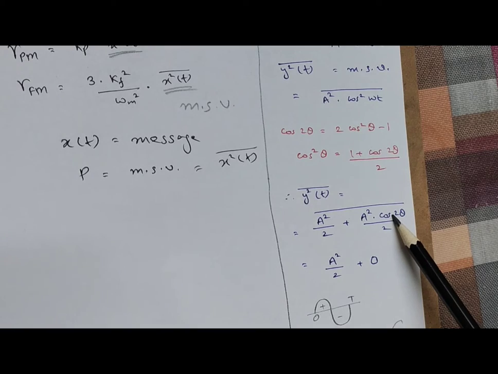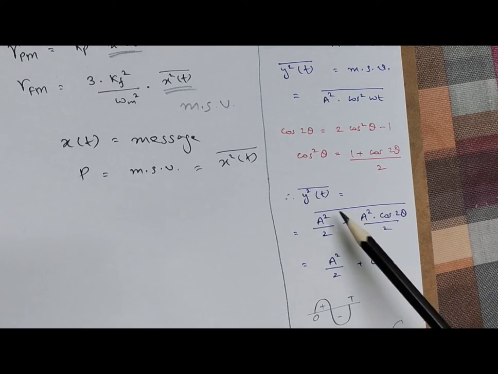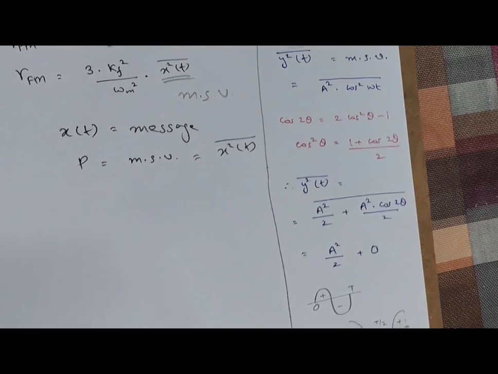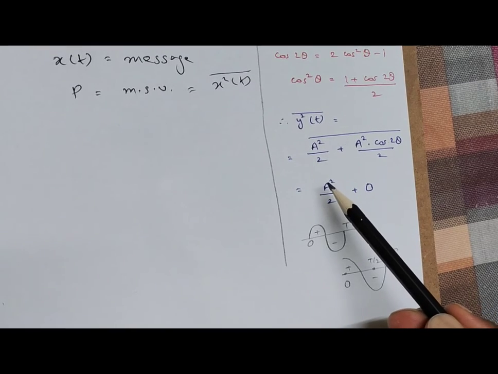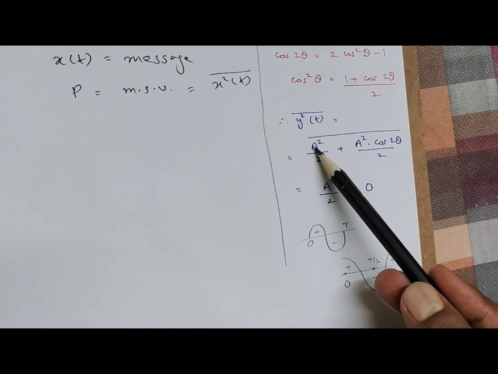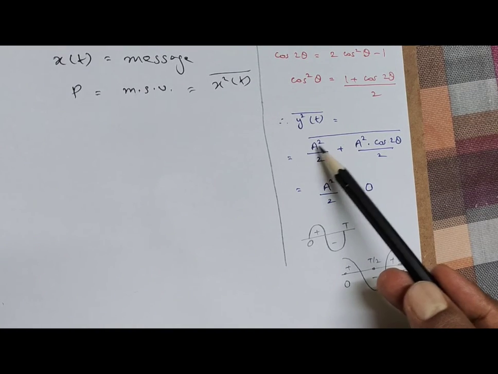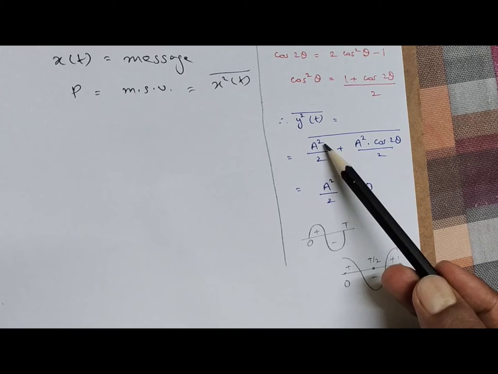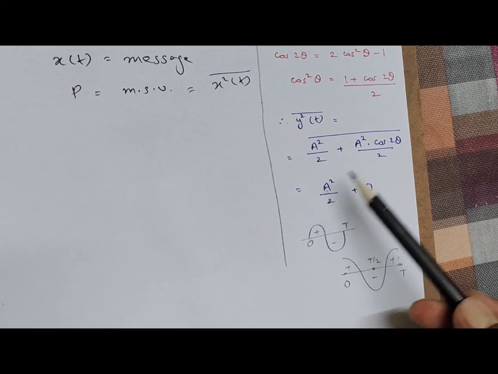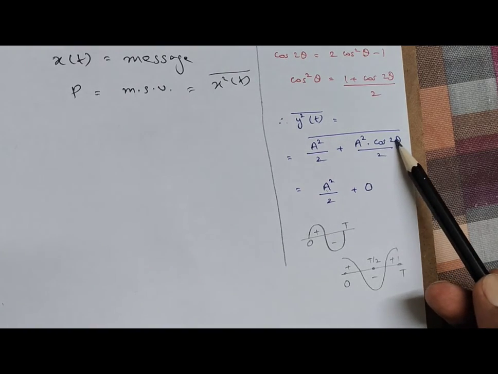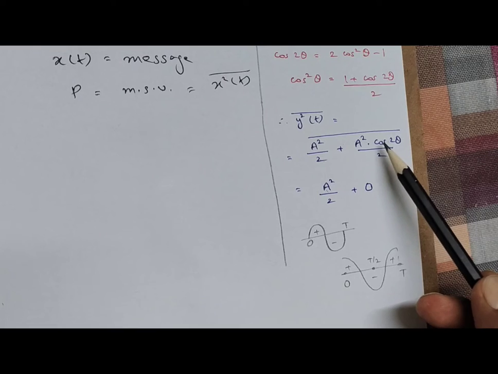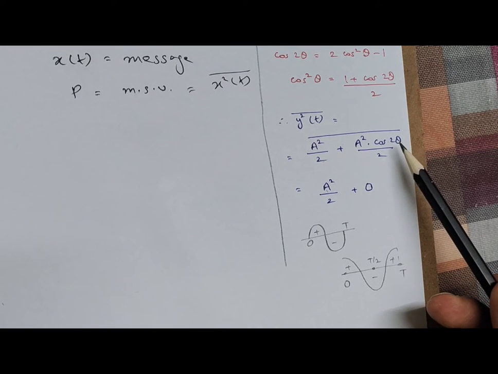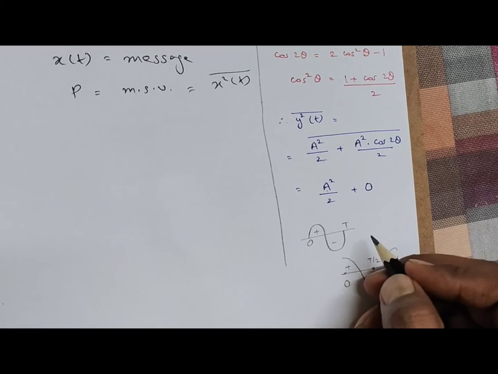So what we get, the mean square value, is equal to A square upon 2 plus A square upon 2 into cos 2 theta. Now the point here is the mean of a constant. A square is a constant, amplitude 2 volt, 5 volt, 10 volt is a constant. So A square upon 2 is a constant, and the mean of a constant is the same value. And here it is cos 2 theta, so the average of a cosine signal over one complete time period will be equal to 0.